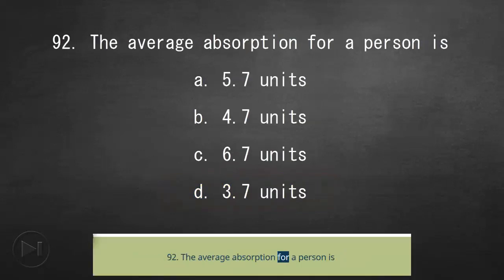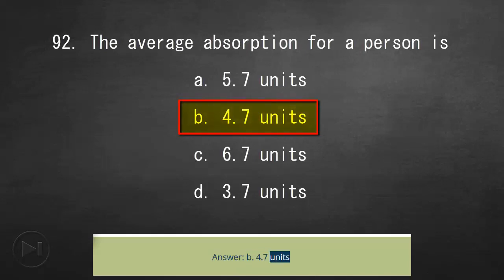92. The average absorption for a person is A. 5.7 units, B. 4.7 units, C. 6.7 units, D. 3.7 units. Answer, B. 4.7 units.